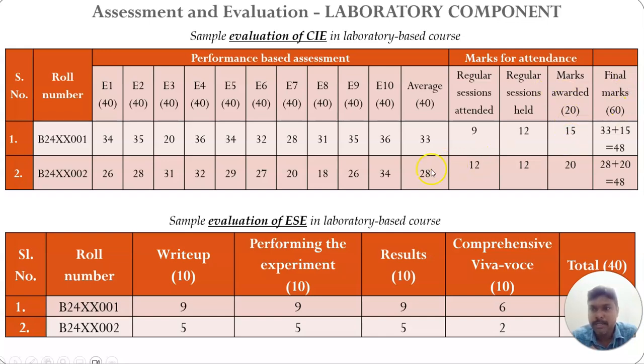Okay, and for the final marks, this is the average we are going to be considering for all the 10 experimentations, and this 33 average plus this 15 out of 20 we are going to be adding, so 48 out of 60. So for continuous internal evaluation, total 60 marks, and for the end semester examination, this is the way the write-up will be there, performing the experiment and the results, comprehensive viva voce, and total is 40. Put together, 100 marks will be given to each and every student, the way they are doing the experimentations in the laboratory.